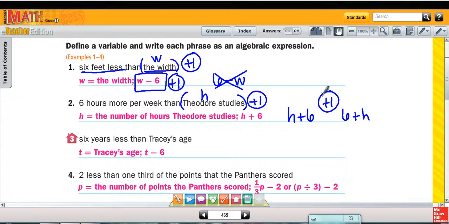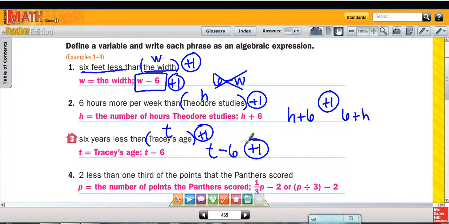Okay, number 3, our unknown, 6 years less than Tracy's age. Tracy's age is our unknown. You might have used a T. I preferably won't use T's because it looks like a plus sign, but if you use a T, just make sure it looks a little loopy on the bottom, okay? But if you use T, 6 years less means that we have to take the 6 away from the age. So you get a point for defining your variable and then a point for your expression.